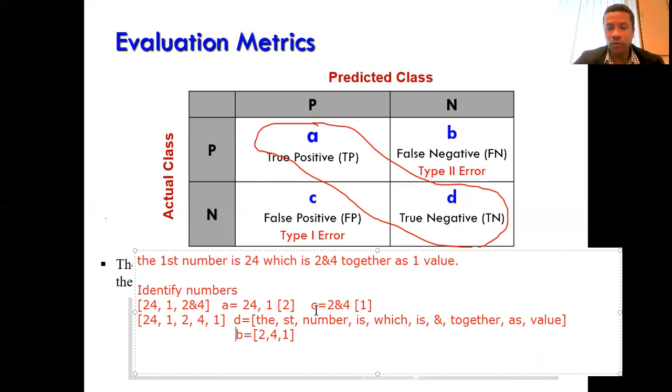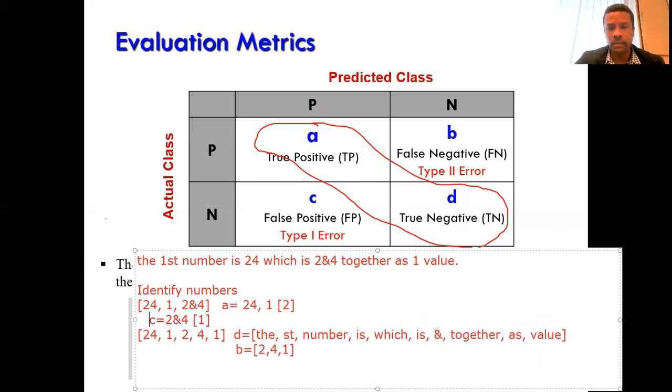So if you find the value of A and the value of C in here, you see, the value of A is 24 and 1, which means they are two in number. Then what we call C is false positive now, because the output gave us 2 and 4 together, so this is false positive. Then these are true negatives and these are false negatives, ones that should not have been missed, because this is what we actually are expecting. Then you can calculate the accuracy, because this is what the output gave us, right?